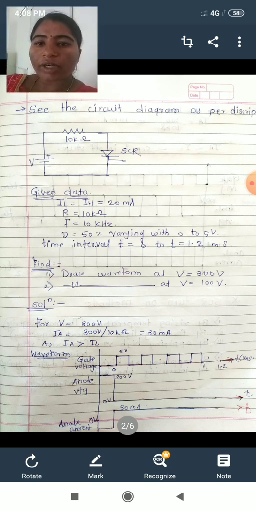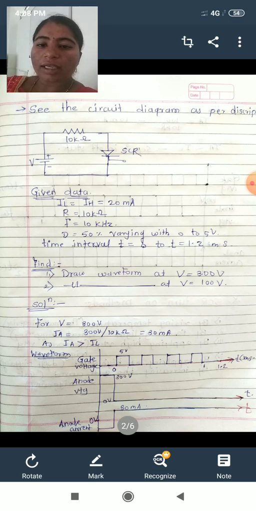Then what is the given data in this problem? They already told us that IL, the latching current, and the holding current are 20 milliampere. In short, this is the minimum amount of current required to turn on the SCR. Below that current, the SCR is in the off condition, as stated in the earlier lecture.